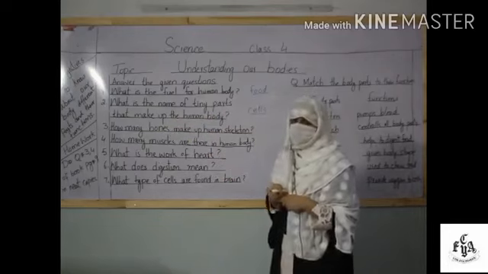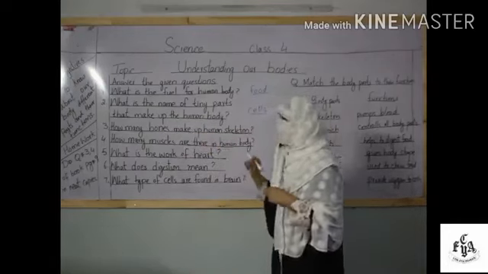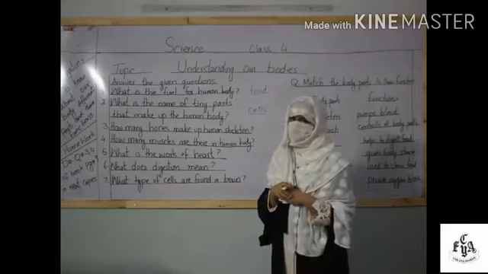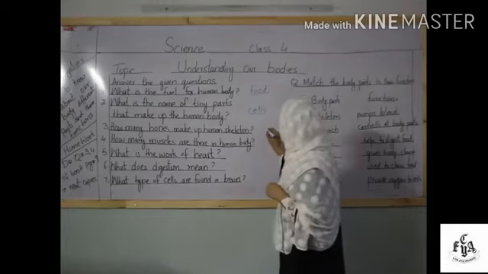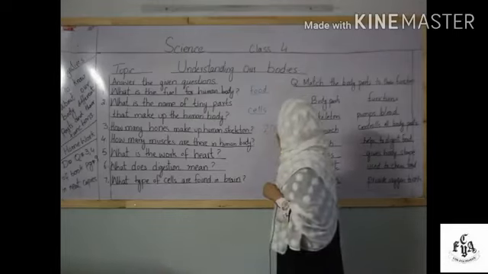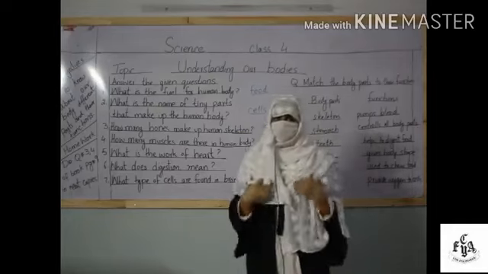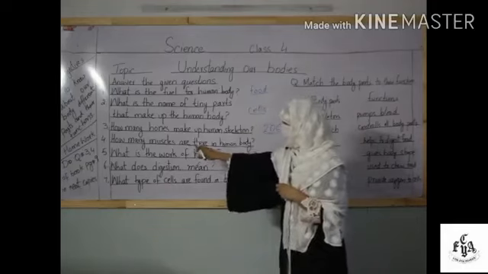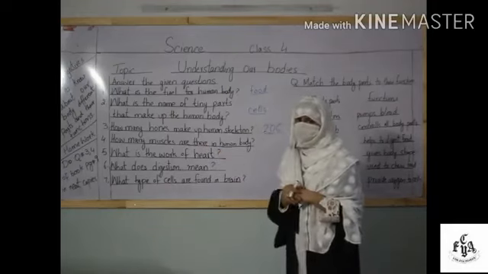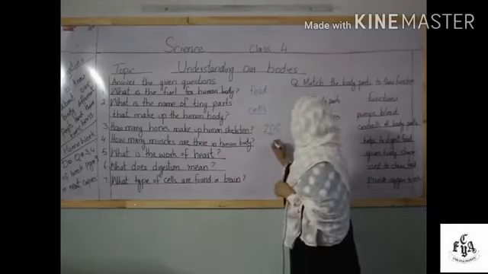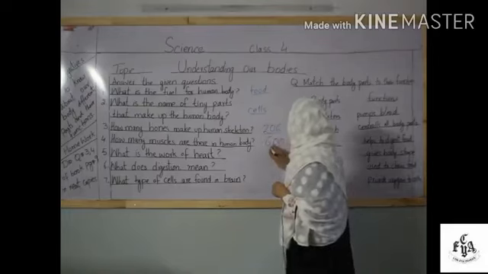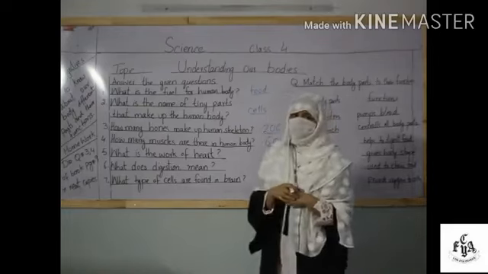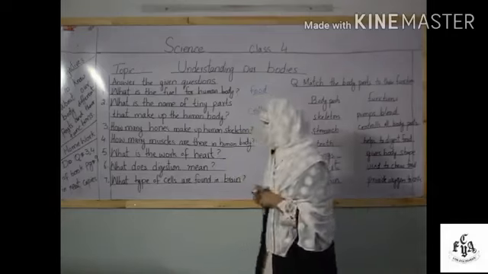Now question number 3. How many bones make up the human skeleton? It is discussed. So how many bones? It is 206 bones. They make up our whole human body skeleton. Now question number 4. How many muscles are there in the human body? There are 600 different types of muscles in the human body in the different organs.